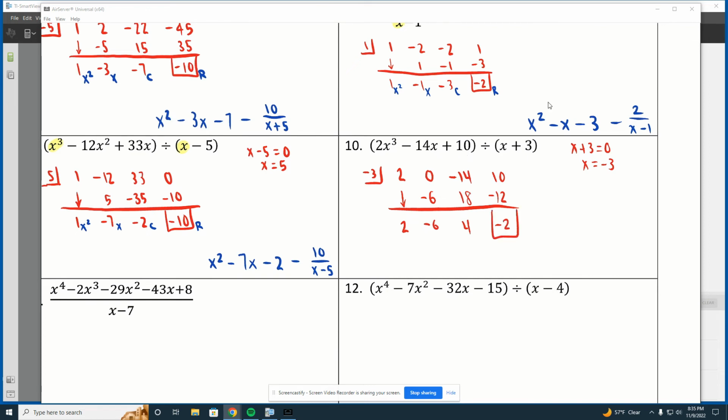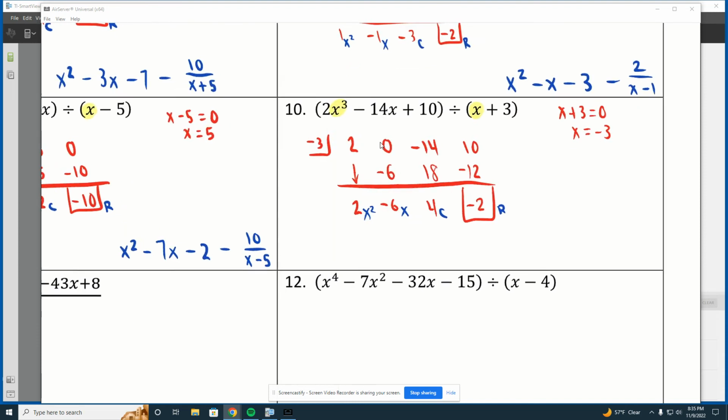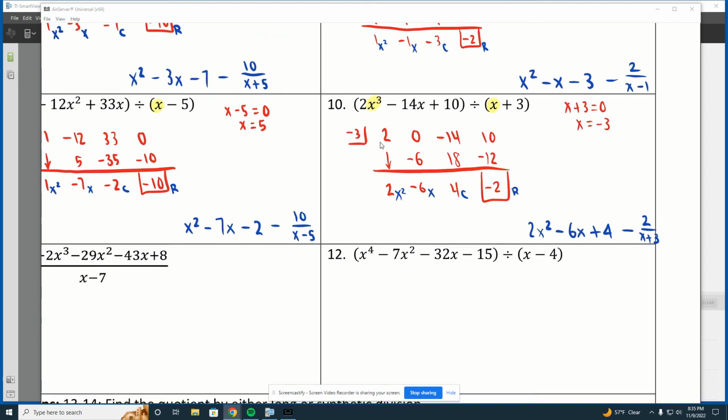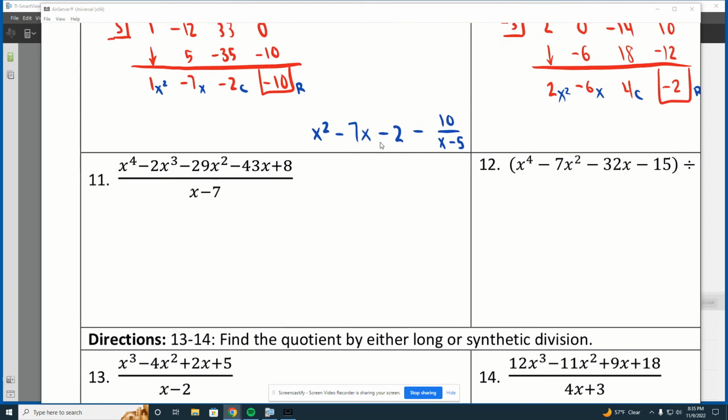So here we go. I have my biggest exponent, x cubed, divided by my divisor's biggest exponent, x. So naturally, the result is going to be x squared. Then we work our way down. X, constant, remainder. See, everything's accounted for. So my solution here is 2x squared minus 6x, positive, so +4, minus 2 over my divisor, x plus 3. Done.